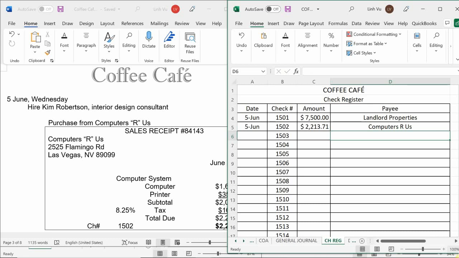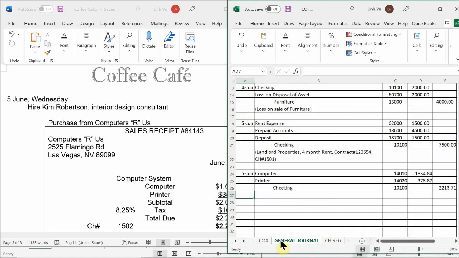For $2213.71. And I used check number 1502, right? That was given because that's what was written on your receipt. Okay. So therefore, let's go ahead and finish off my general journal by completing a description of what this purchase was for. In this case, you don't need to identify that you bought a printer and a computer, because your journal already says that you debited an asset for the computer and an asset for the printer.